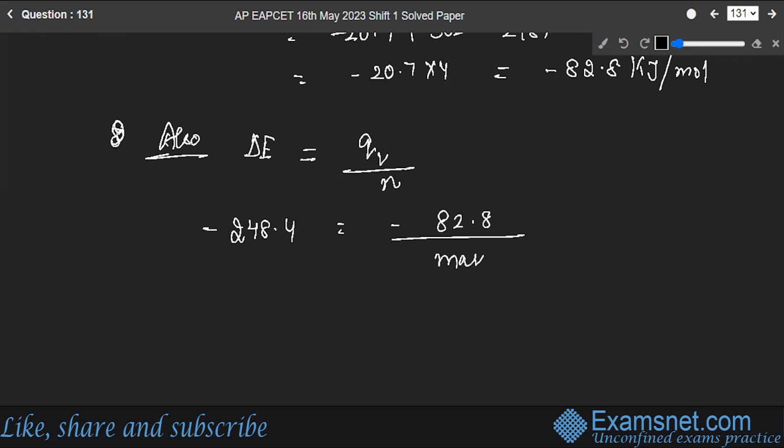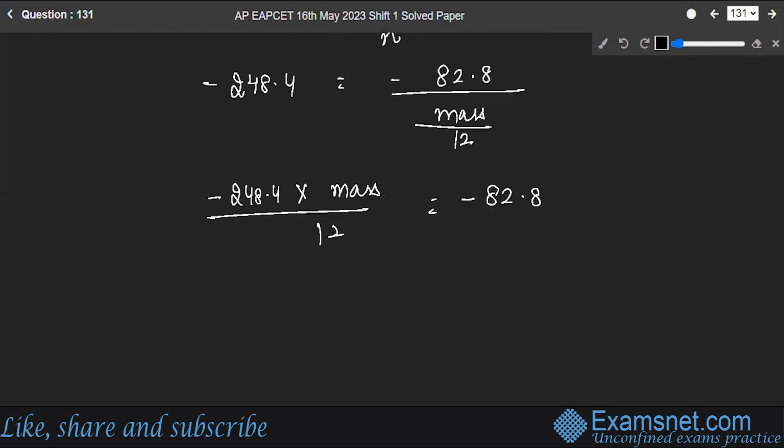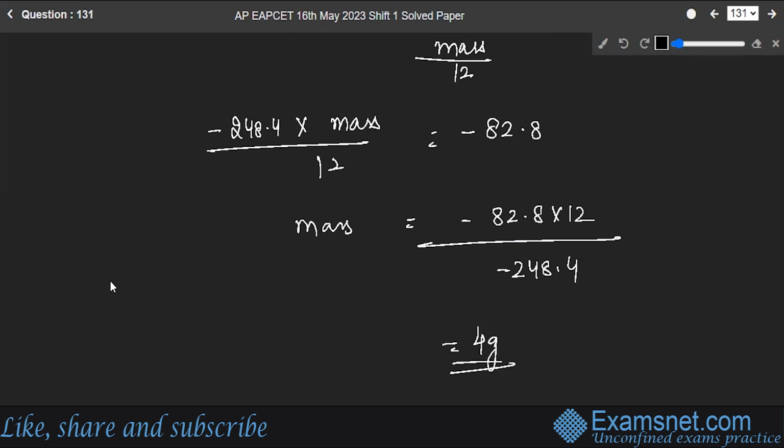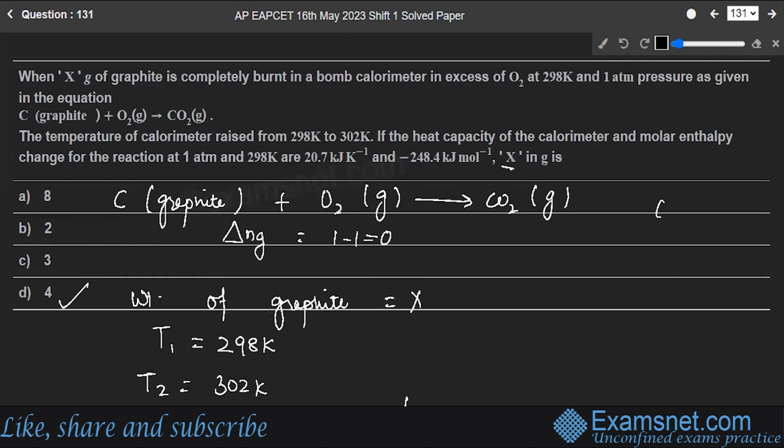And N is given by mass upon the molar mass, which is equal to 12. And let's solve this. You have minus 248.4 multiplied by this is equal to minus 82.8. So you have mass as minus 82.8 into 12 divided by minus 248.4. On solving, this will give you 4 grams. Therefore, mass of the graphite is 4 grams. Option D stands to be the correct answer. Hope you got that. Let's move to the next question.